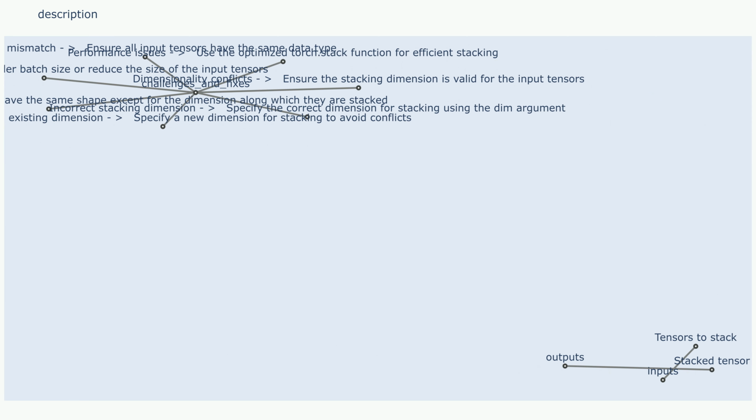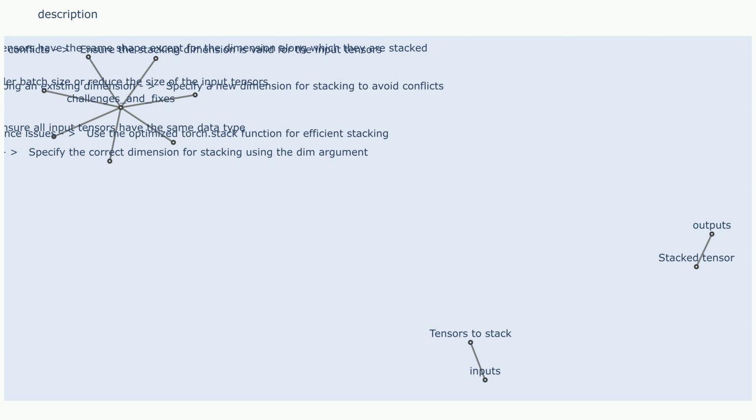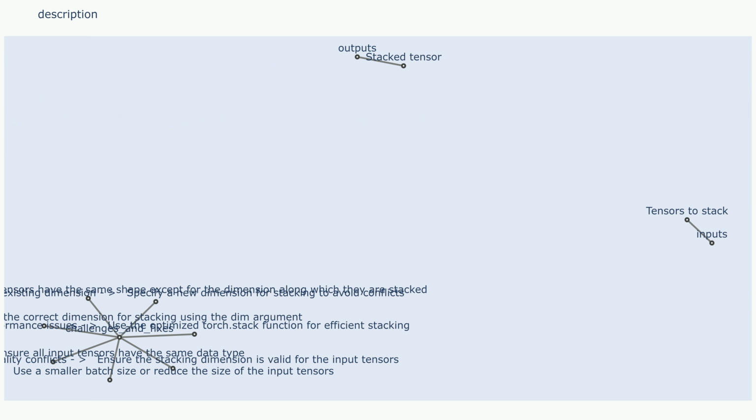Inputs. Input 1: a sequence of tensors, which can be a list or tuple. Each tensor in the sequence must have the same shape except for the dimension along which they are stacked. Input 2: the dimension along which the tensors are stacked, specified as an integer. This value indicates the index of the new dimension in the output tensor. Outputs. Output 1: a single tensor that results from stacking the input tensors along the specified dimension.